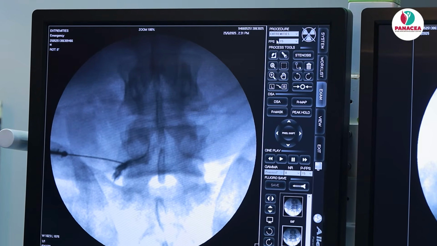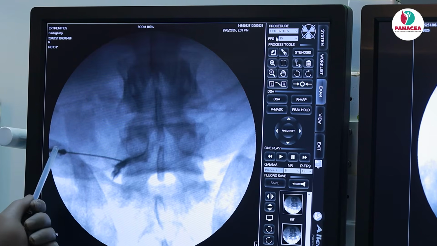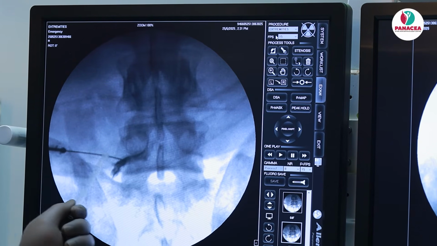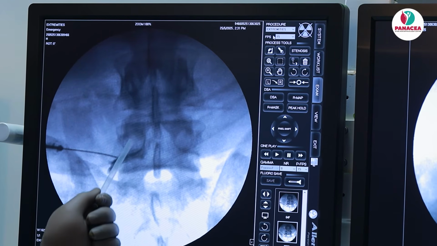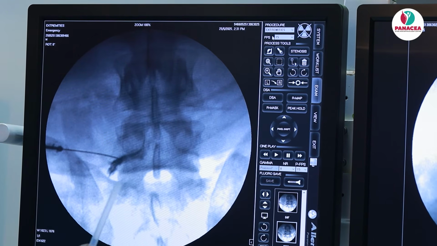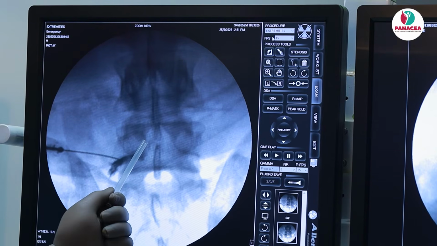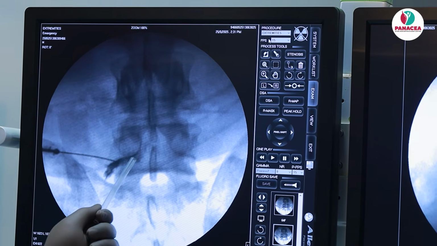So always see to that. Tip of the needle, you see here, this is a needle which is stained nicely with the dye. It should never go beyond the middle or medial pedicular line. So you see nicely the exiting nerve root, the L5 nerve root is nicely stained.